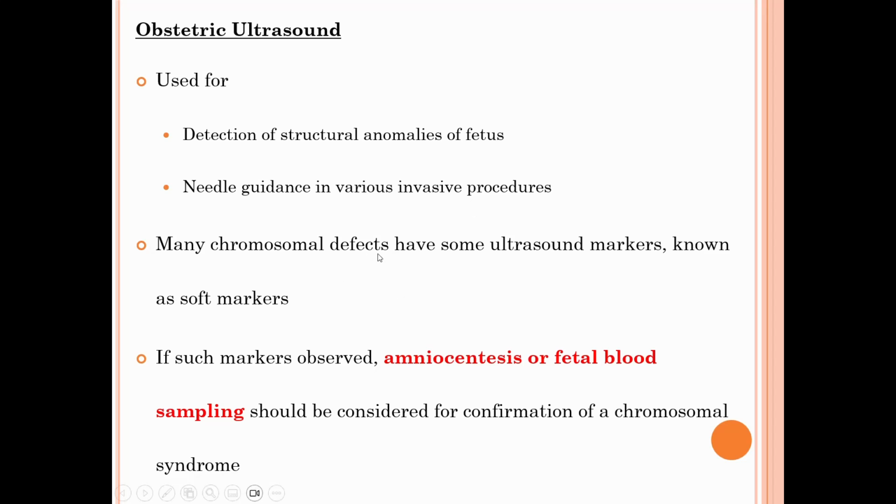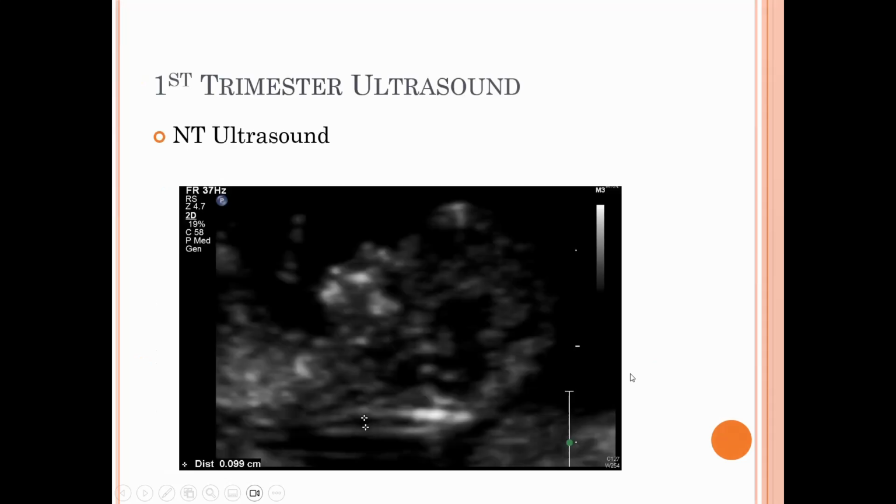Okay, so many chromosomal defects have some ultrasound markers known as soft markers. If such markers are observed, amniocentesis or fetal blood sampling should be considered for confirmation of chromosomal syndrome. So first you have to do this ultrasound. If you are able to see some soft marker, then you can go for amniocentesis or fetal blood sampling. Amniocentesis means you are going to take the amniotic fluid and do the culture of the same, and you are going to see under the microscope. And fetal blood sampling is taking the fetal blood.